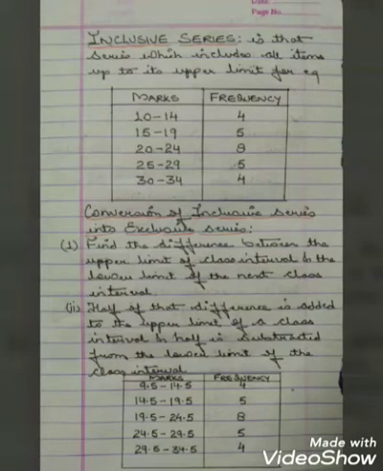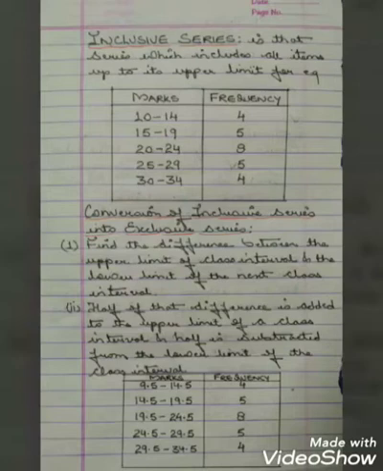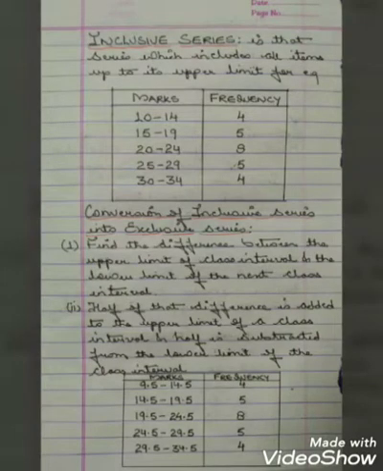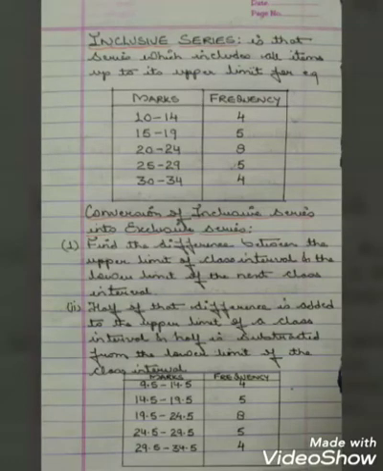Now here you have to remember a very important thing, the conversion of inclusive series into exclusive series. Children, the exclusive series is used in evaluating certain data. So whenever you have an inclusive series, the very first thing you have to do is convert that inclusive series into an exclusive series. But there is a method, a way to convert the inclusive series into exclusive.